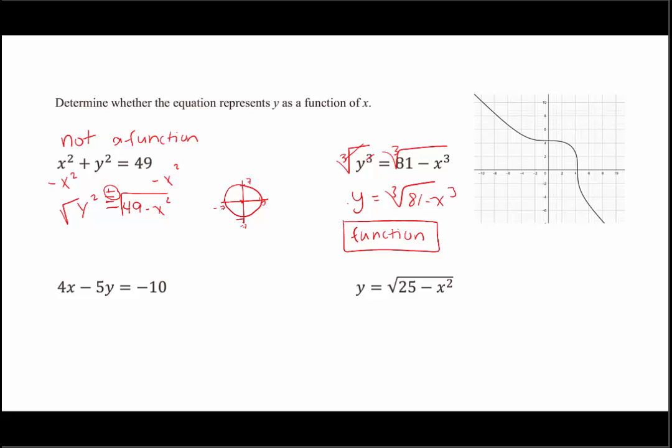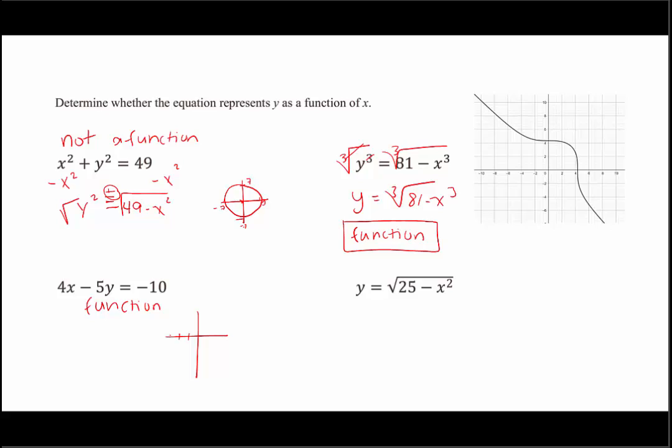In our next example, we have 4x minus 5y is equal to negative 10. Do you recognize what that is? That is a linear equation. And as long as a linear equation is not a vertical line, if it's any other type of line, it will be a function. So we know this is a function because we know this is a slanted line. It's not a vertical line because there is a y.